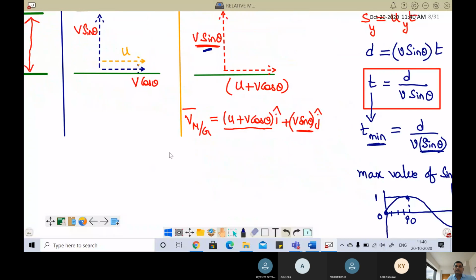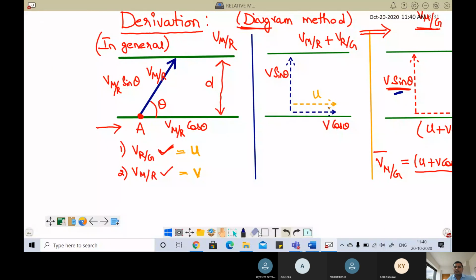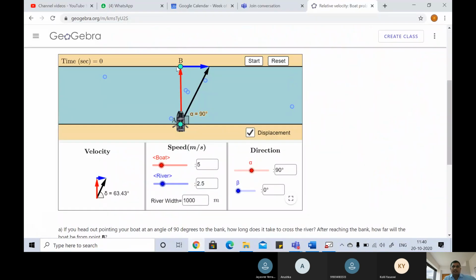So now you see clearly. This theta should be 90 like this. So when you put your effort, this is effort only. Therefore, when you put your effort at an angle of 90 degrees like this, then you will cross the river in the shortest time.